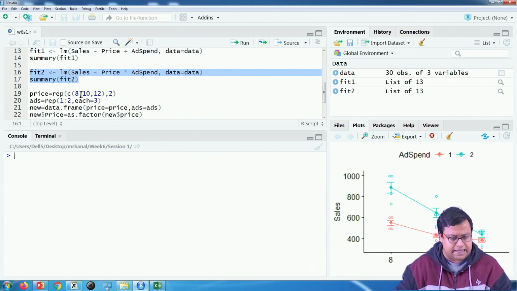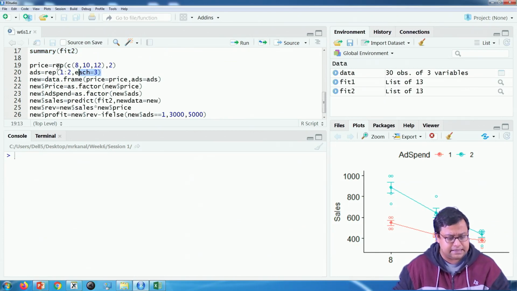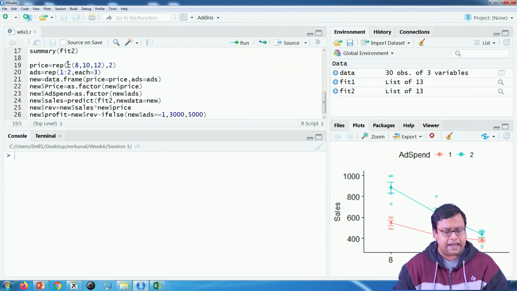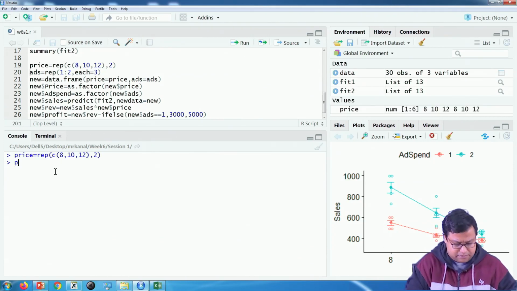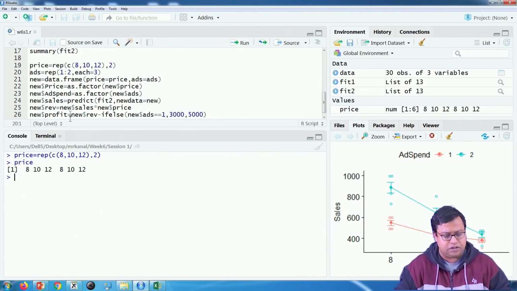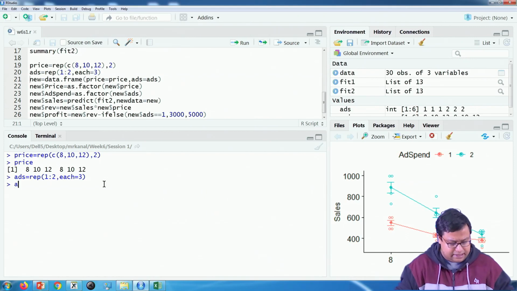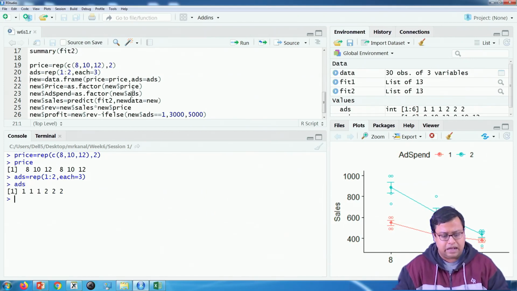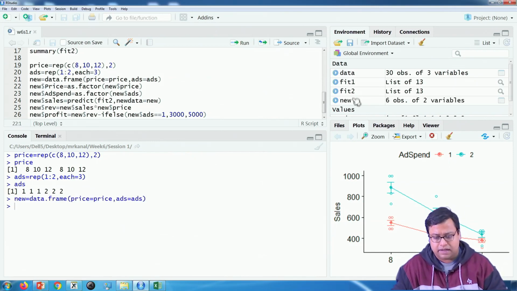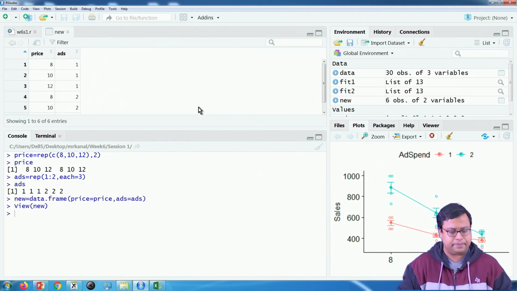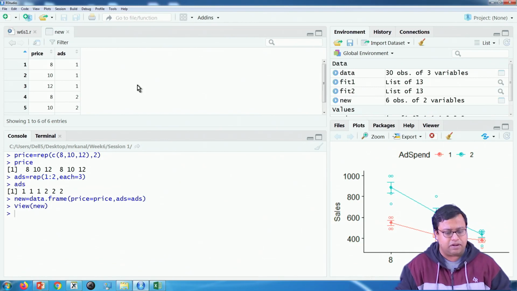So, what I do next is I create price as 8, 10, 12 repeated twice. If I run this, price becomes 8, 10, 12, 8, 10, 12. And ads is 1 and 2 repeated thrice, so basically ads are 1, 1, 1, 2, 2, 2. I put these two together in a new data set called new. So, the new data set looks like this, and all the 6 combinations are created.